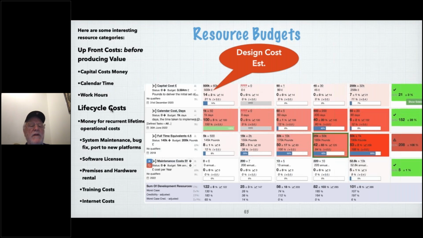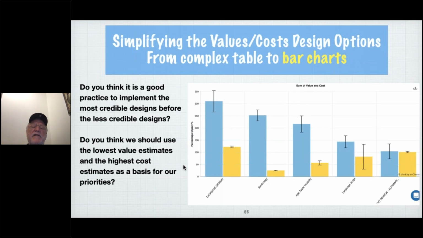Okay. Here are a longer list of different kinds of costs we can put in this section of the table if we want to manage development and operational costs. Okay. Here's yet another level of simplification.